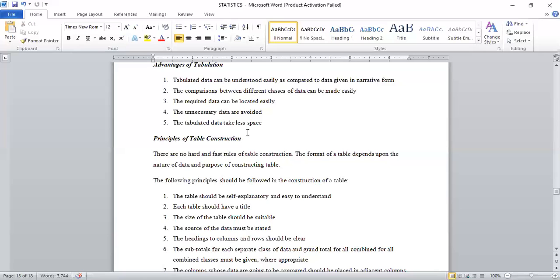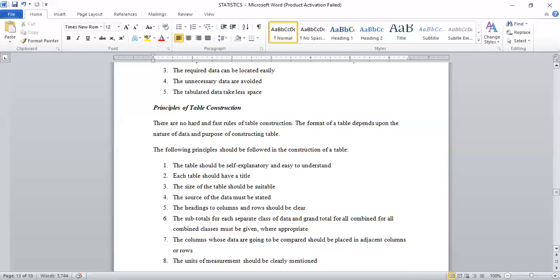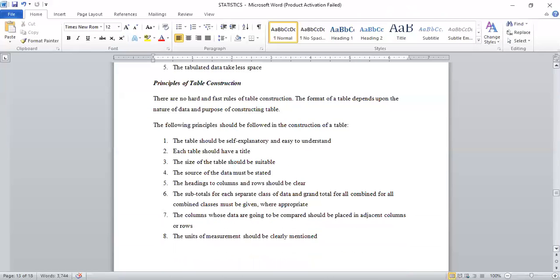Then the tabulated data take less space. Okay, those are just a few of the advantages of table or tabulation. Then we have the key things that you're supposed to ensure that it is clear in your table. For example, the table should be self-explanatory and easy to understand.